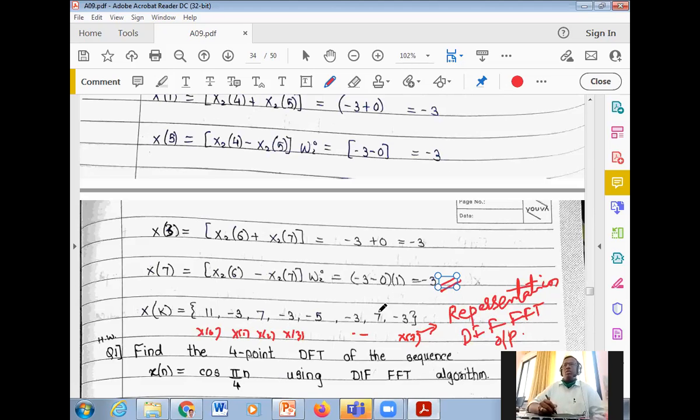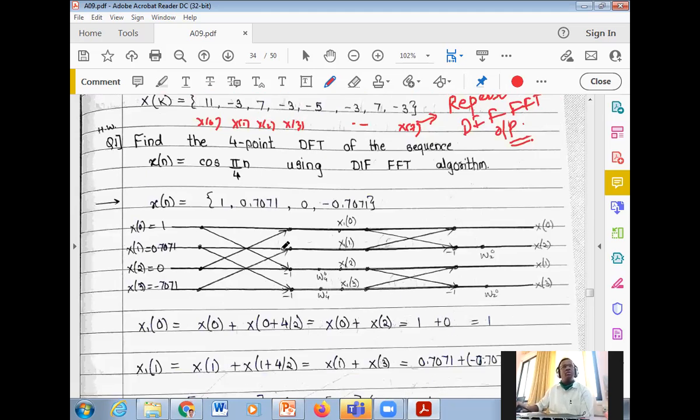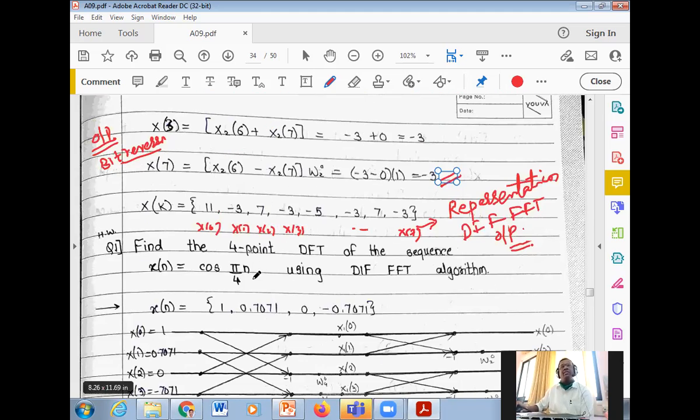So this is how we are writing the final answer for all the examples. You have to remember very carefully how to write the final answer. The output we are getting from the butterfly diagram is in bit reversal order. But while writing the final answer, we have to write it in the actual natural order. So that is a very important part. So this is the example on the DIF FFT algorithm.